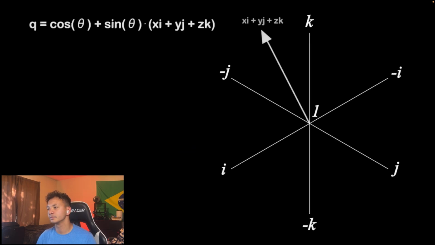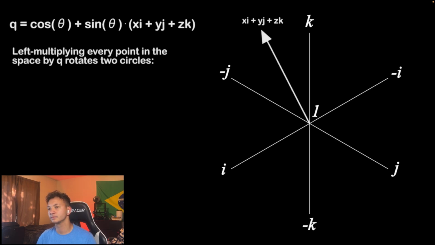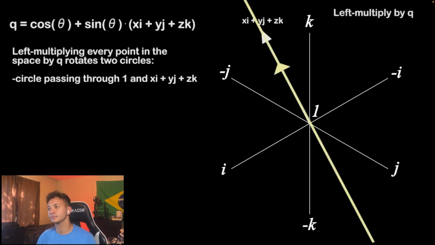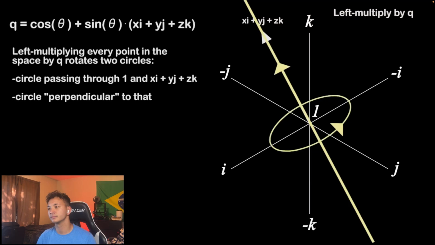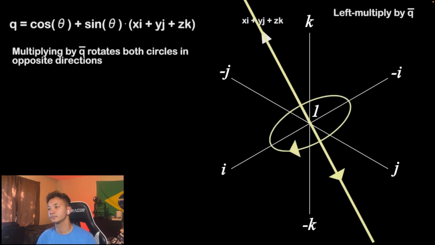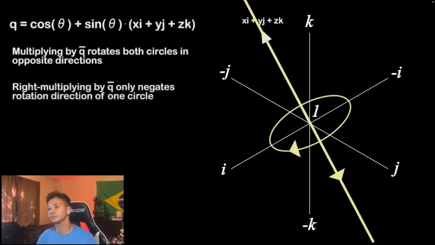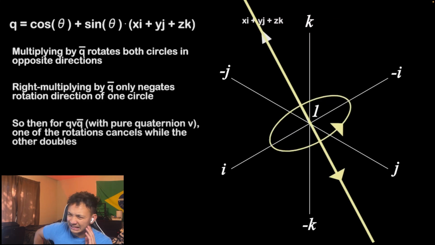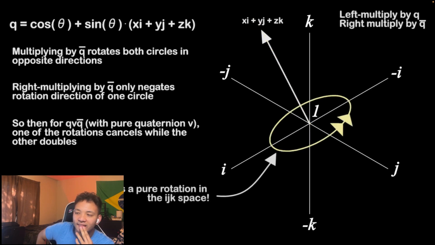Now, think back to quaternion multiplication. Multiplying by quaternion q will rotate two circles, the one passing through 1 and the vector xi plus yj plus zk, and the perpendicular circle to that. Multiplying by q conjugate will rotate both circles in the opposite direction. But like before, if we right multiply by q conjugate instead of left multiplying, we will only negate the rotation direction of the one circle passing through 1 in the vector part. So if we multiply by q conjugate, both opposite rotations passing through 1 in the vector part will cancel out, while the other rotation will be doubled.